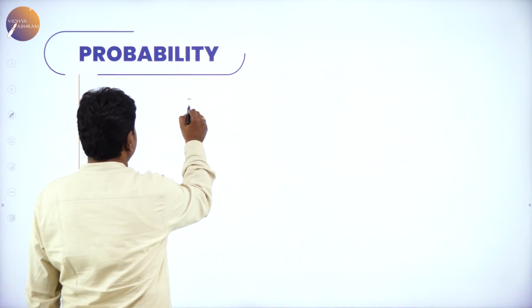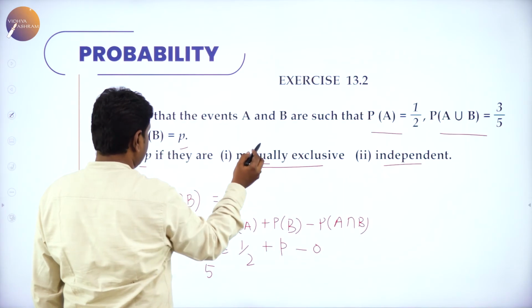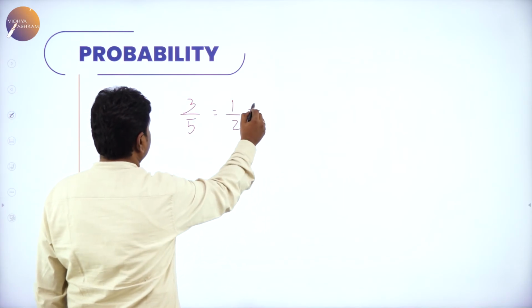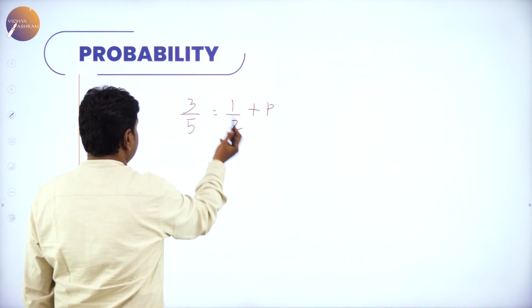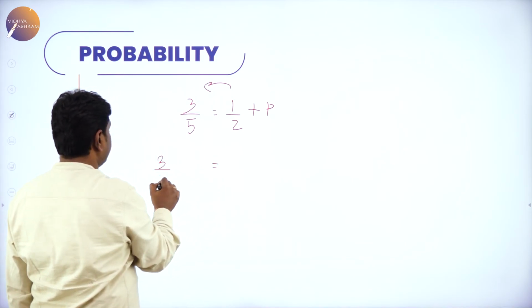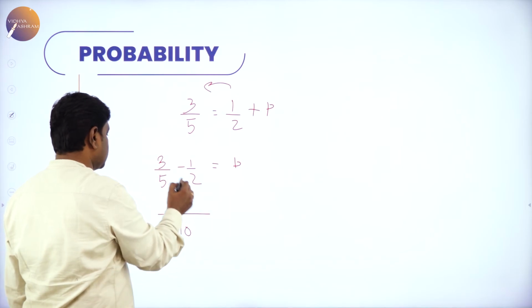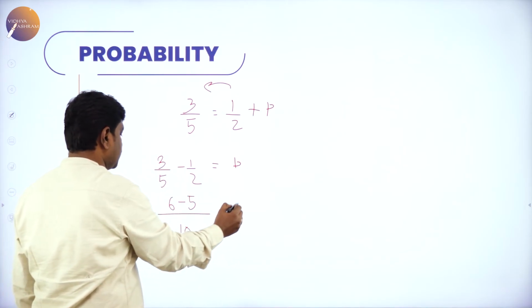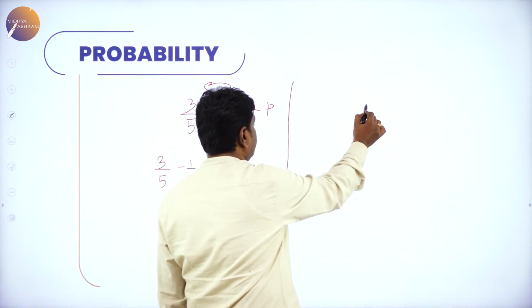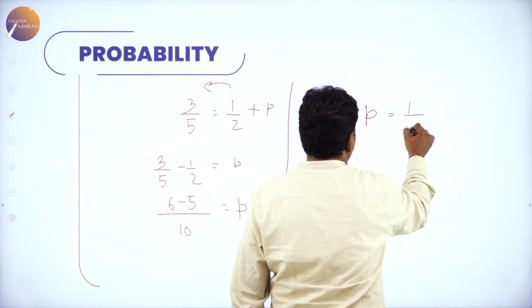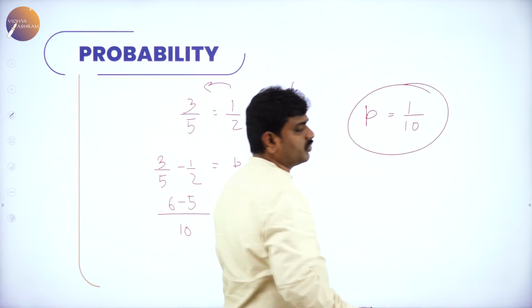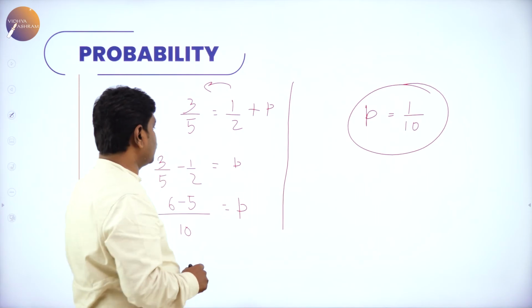Simplify this. So 3 by 5 is equal to 1 by 2 plus p minus 0, you can leave it. So transfer 1 by 2 to this side. So 3 by 5 minus 1 by 2 is p. So take LCM, 5 2s are 10, 3 2s are 6, minus 5 is p. Therefore, you got the value of p. What is the value of p? P is 1 by 10. And first part we have done.